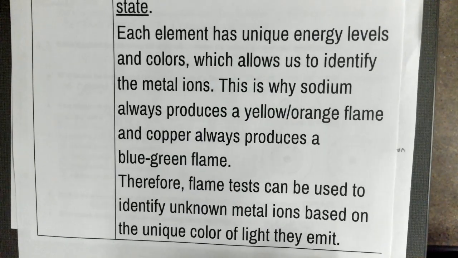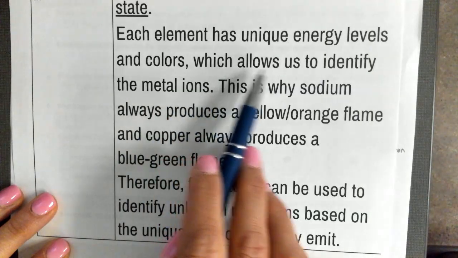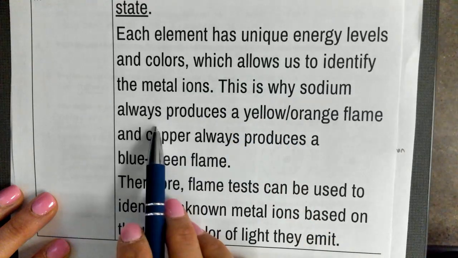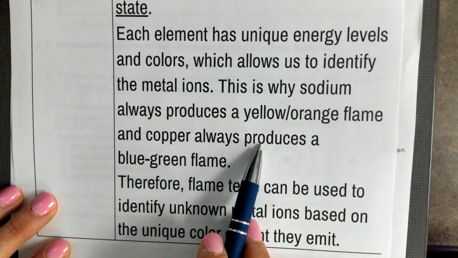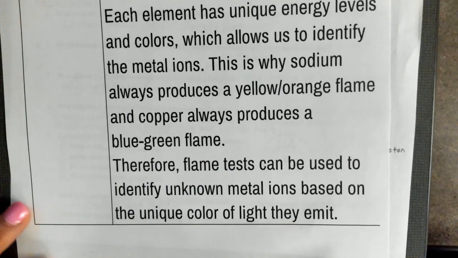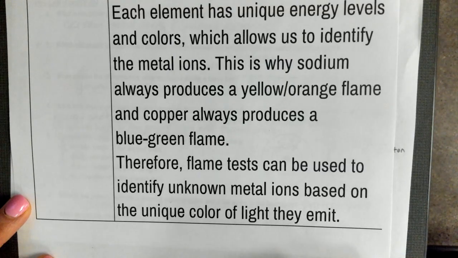So each element has unique energy levels and colors, which allows us to identify the metal ions. This is why sodium always produces a yellow-orange flame, and copper always produces a blue-green flame. Therefore, flame tests can be used to identify unknown metal ions based on the unique color of light they emit. This would be a perfect CER.